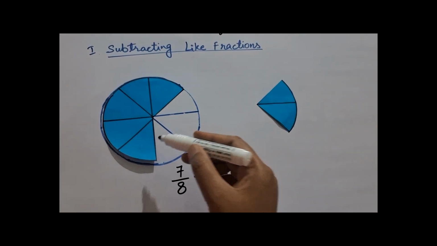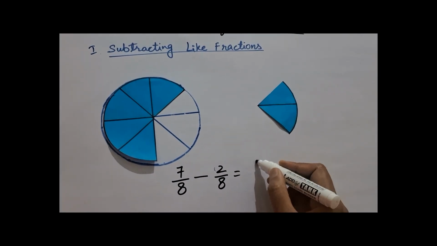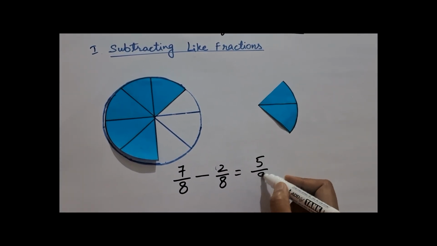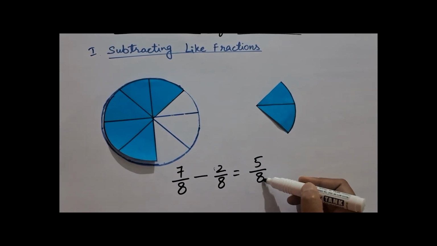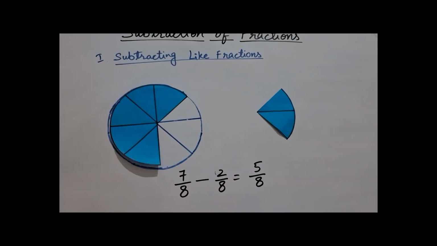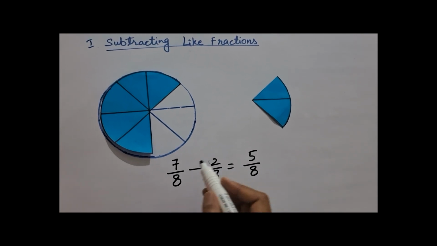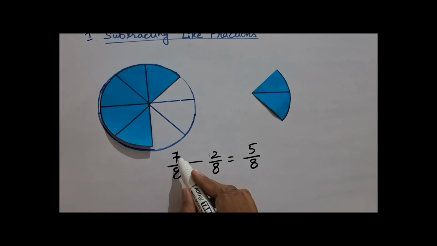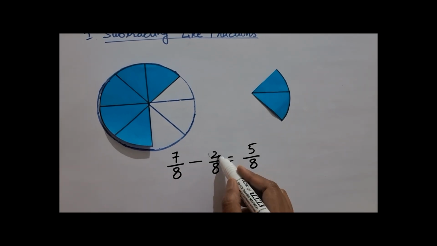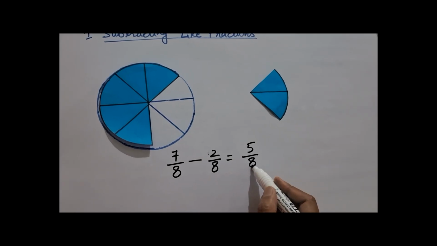Now what is left over here? 1, 2, 3, 4, 5. 5 by 8. The leftover shaded part is 5 by 8. Just like addition of like fractions, children, in the subtraction of like fractions, you need to subtract the numerators, the denominator being the same.